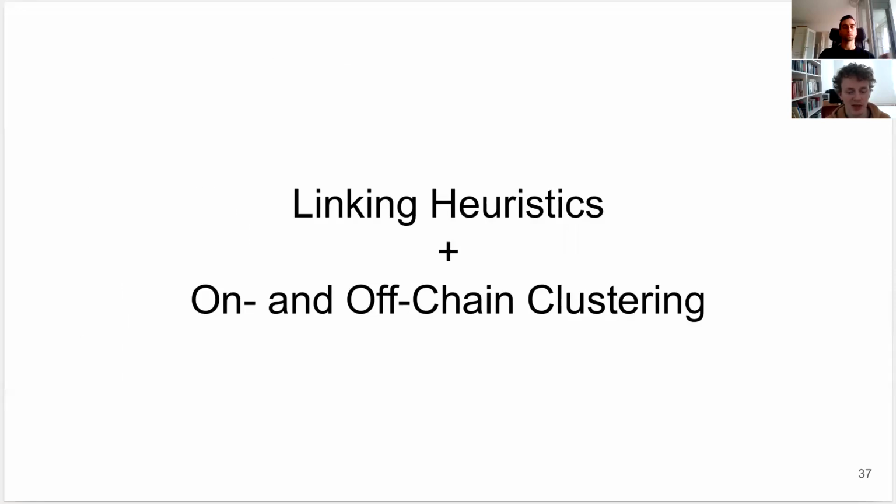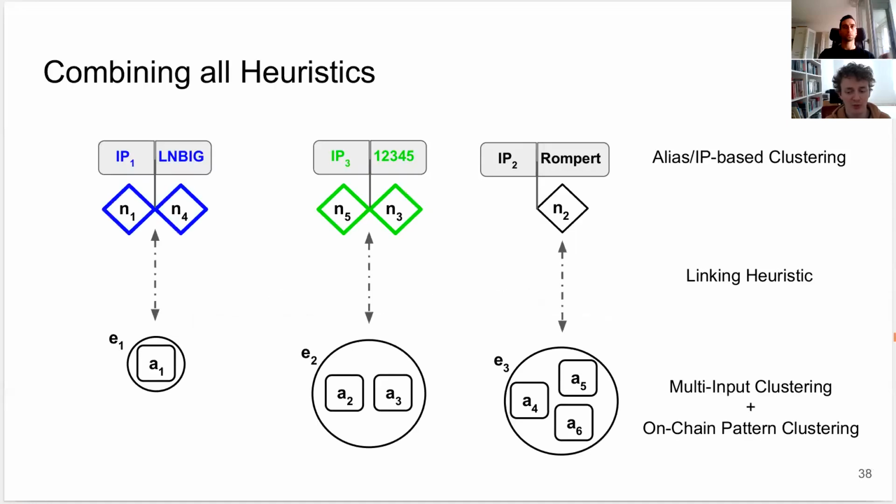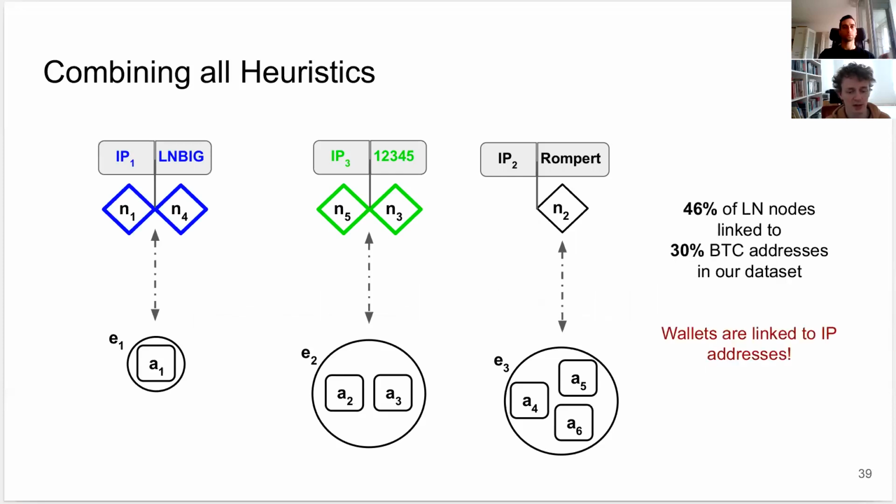Now, what we can do as a next step is we can look at what would happen if we combine the linking heuristics with on and off-chain clustering. So first, we would perform the alias and IP-based clustering, which gives us a larger input for the linking heuristics, and then finally lets us perform more clustering. So as a result, we can summarize that we can now link 46% of all Lightning nodes to 30% of the Bitcoin addresses in our dataset. In addition, we have now effectively linked IP addresses to wallet addresses. And I'm sure this is not in the interest of the user, but of course, for law enforcement, this could be quite interesting.